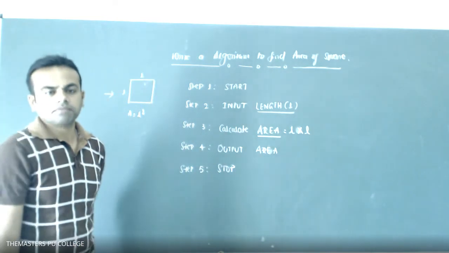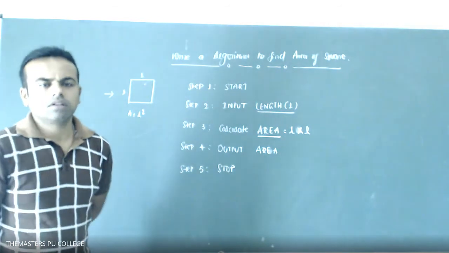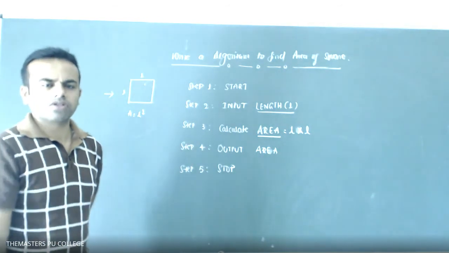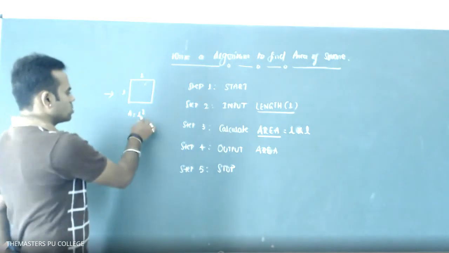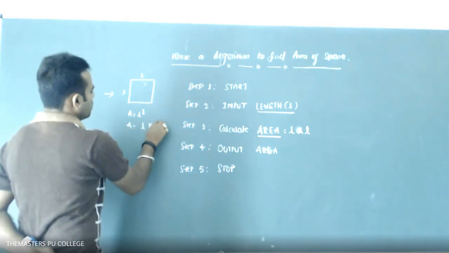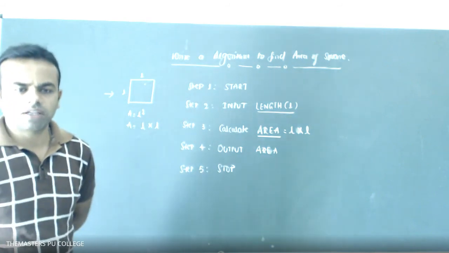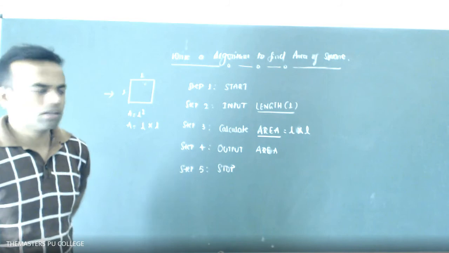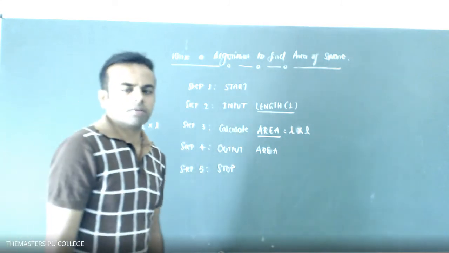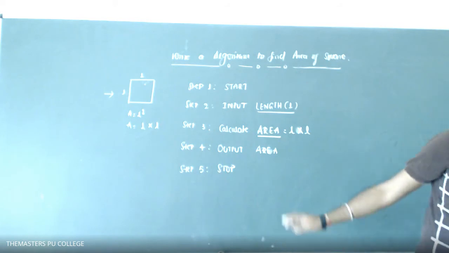Is that clear? Length into length is the area of a square, so we can consider it as L square. So this can be written as L into L. Correct? Is that right? Will you write it? You just write it down. Next, write down this algorithm first.